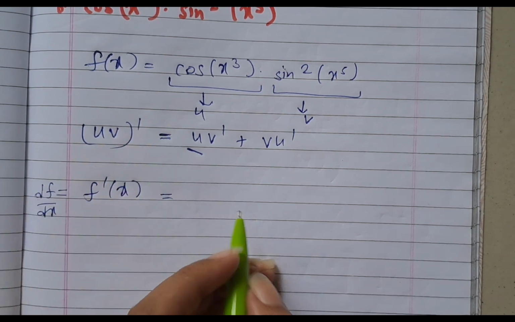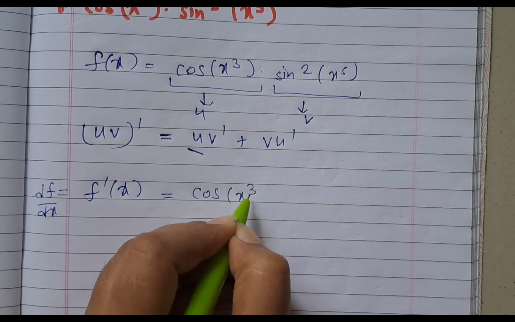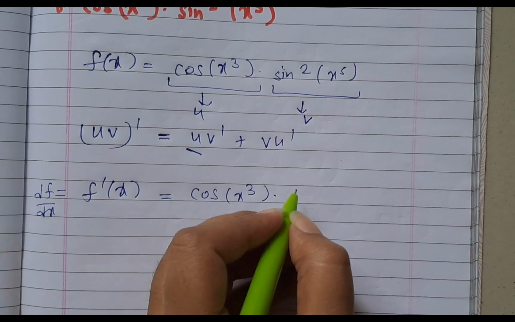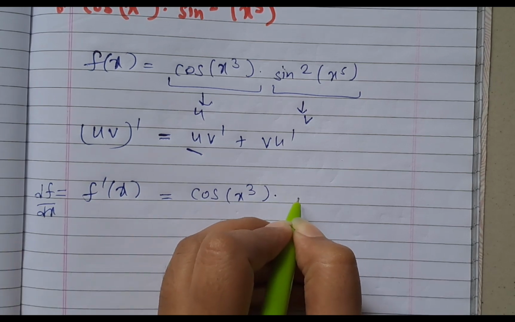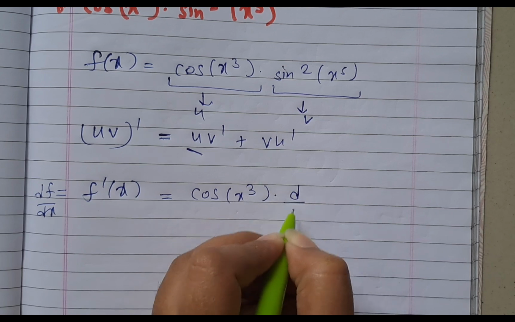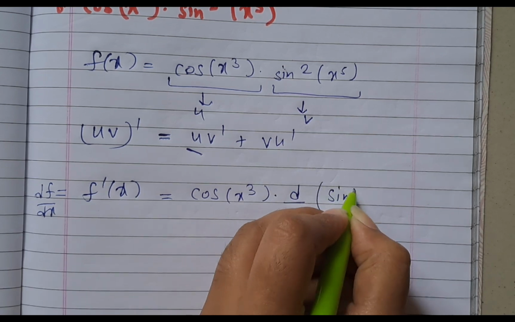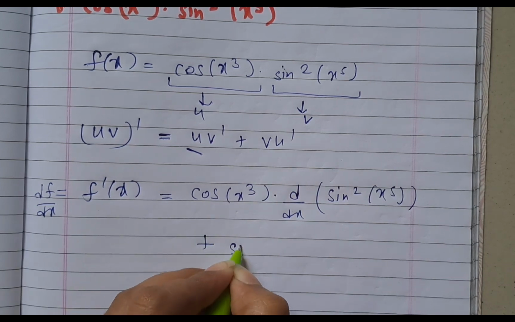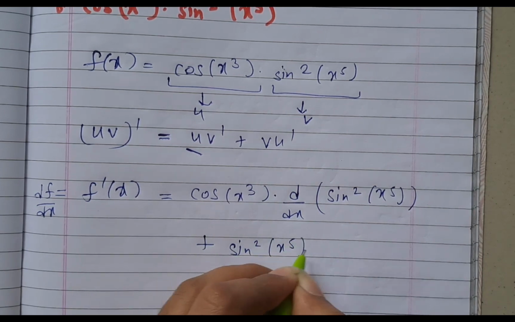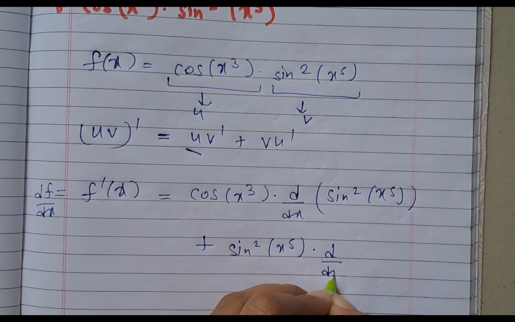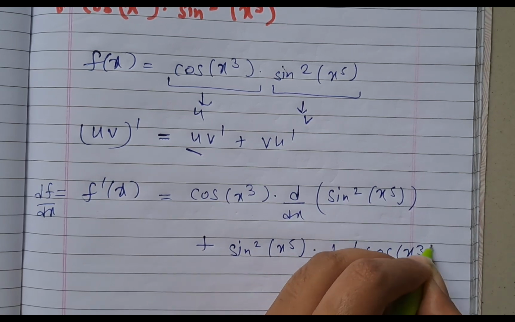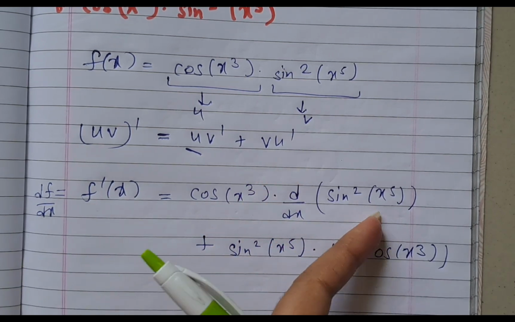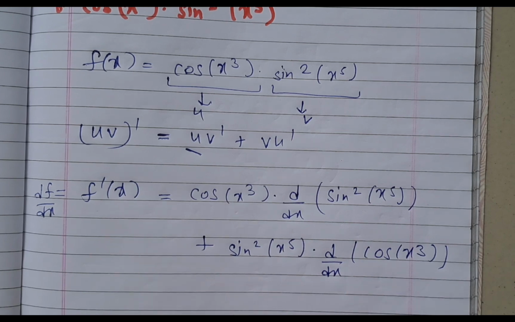So f dash of x will be cos of x cube into, because this is u, first we keep u as it is, into v dash. So it will be d by dx of sin square of x raised to 5, plus sin square of x raised to 5 into d by dx of cos of x cube. Like that. So first we kept u as it is and differentiated v, then kept v as it is and differentiated u.